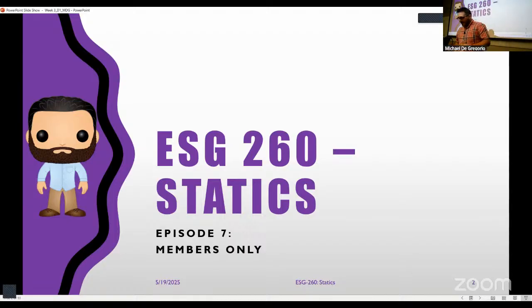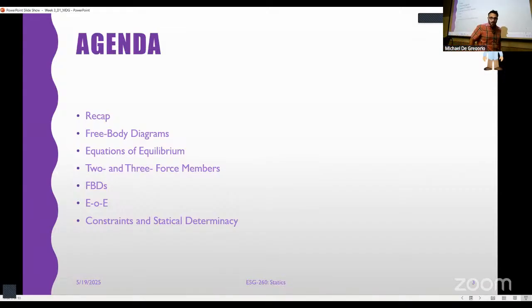Right. Excellent. So what are we doing? We're going to do some statics today. We're going to recap. We're going to talk more about free body diagrams and equations of equilibrium as they apply specifically to rigid bodies as opposed to particles, right? Because we made it through particles fairly unscathed, right? And now we're in the realm of rigid bodies. We'll continue talking about 2 and 3 force members. Then we'll talk more about FBDs and equations of equilibrium again, and then hit constraints and statical determinacy.